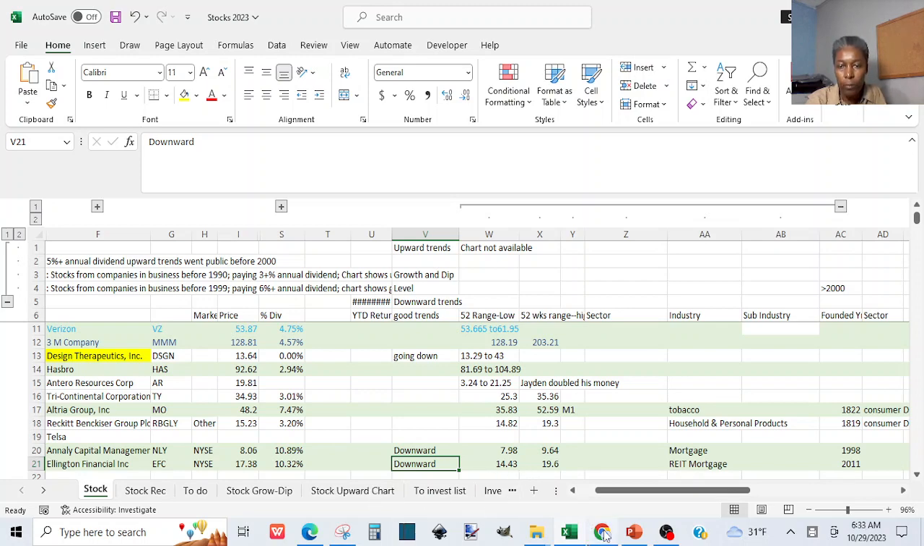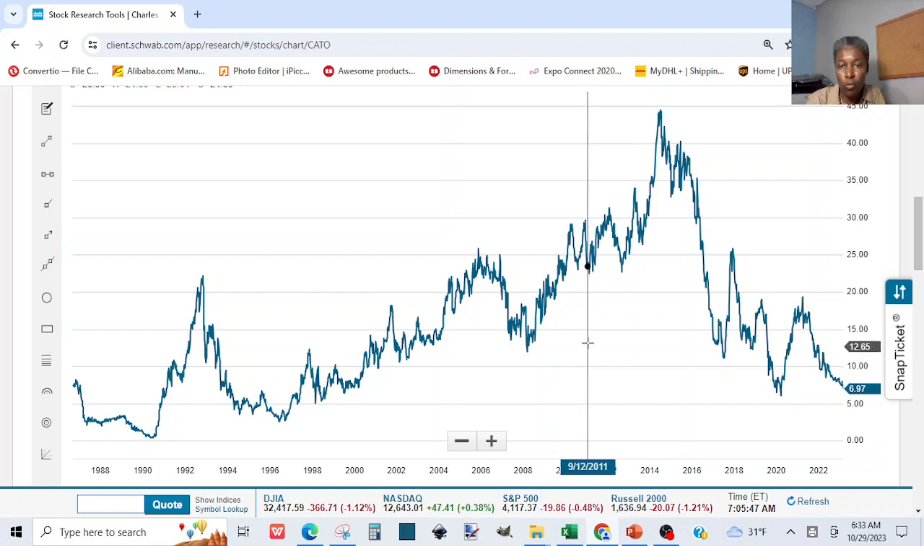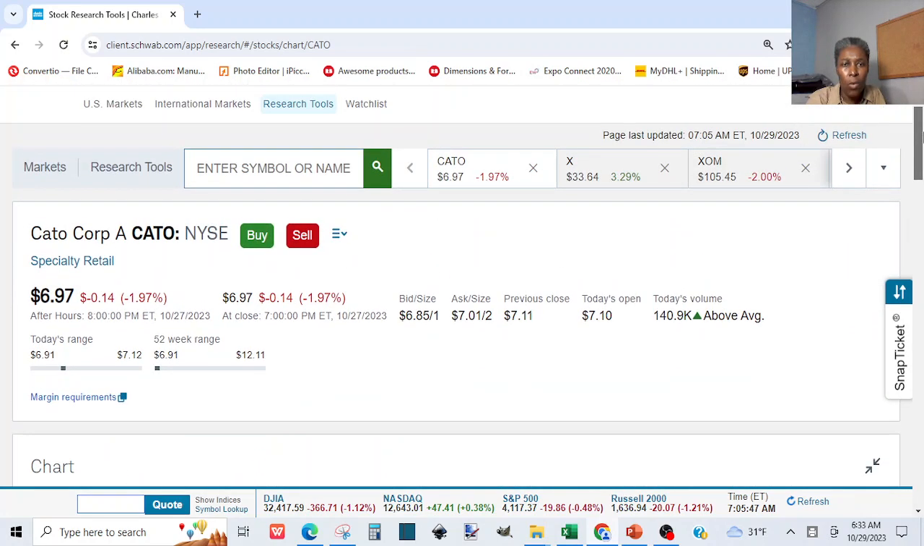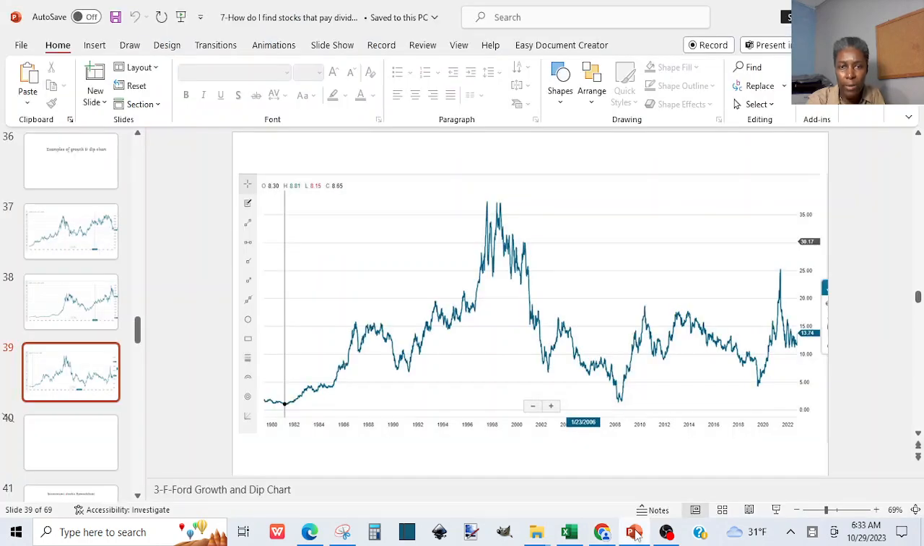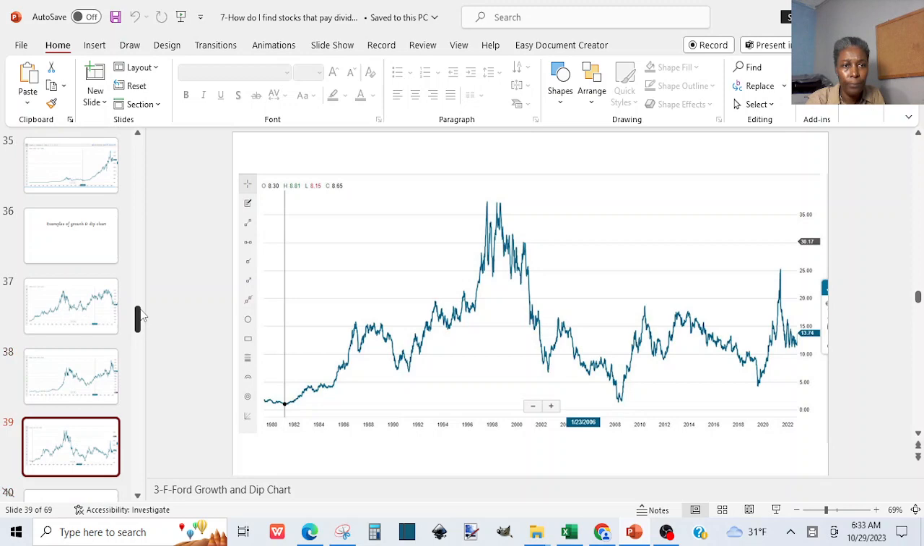But again, if you chose to invest, or if you invested, because sometimes, depending on when you did your search, you might think it's growth and dip and invest in it. But then later, when you analyze it again, you might say, you know what, this is downward. Therefore, you put a mark on your spreadsheet not to invest more into that stock. So now that we are done with Cato, let's look at the next one on our list that we want to analyze. So we are going to go back up.